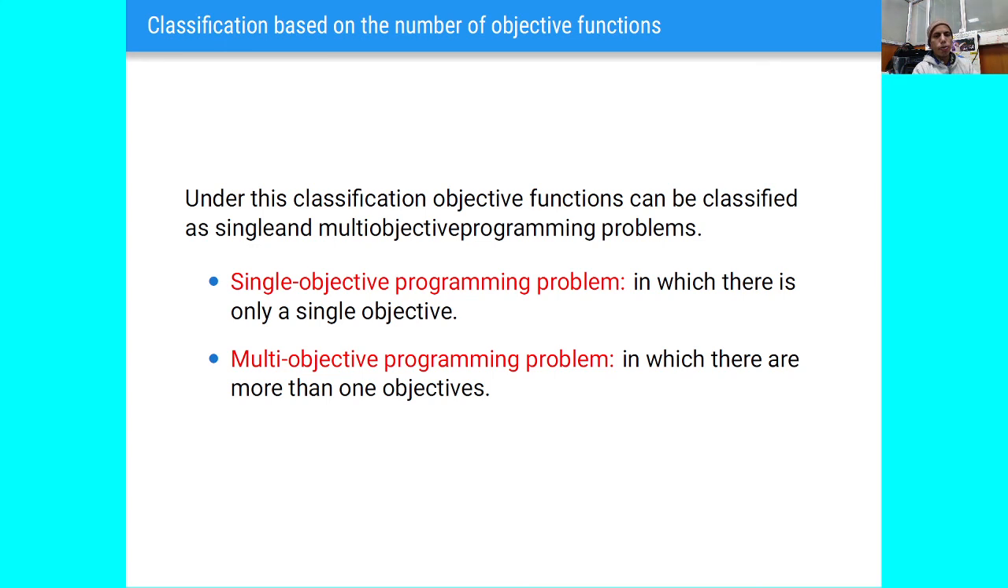In the previous lecture we were discussing that there might be a single objective function, and there might be multiple objective functions also. If there is only one objective function, we call it a single objective programming problem. And if there is more than one objective function, then the problem is called a multi-objective programming problem.